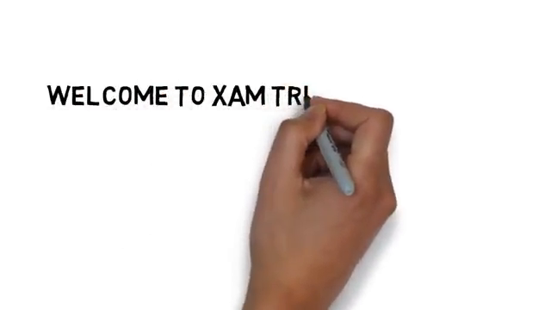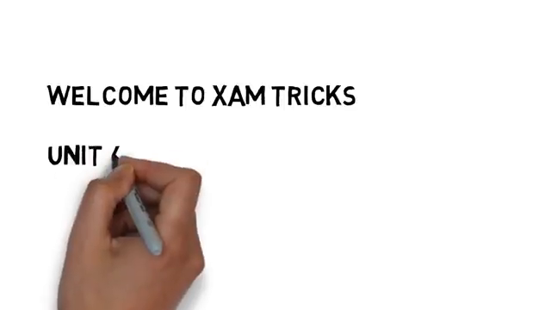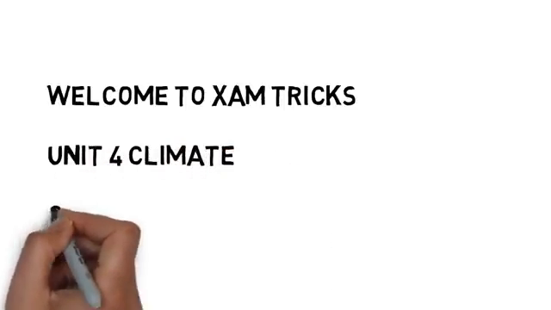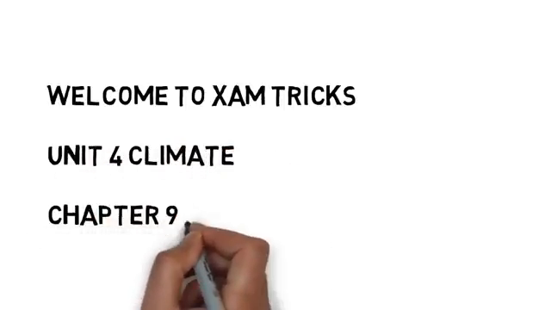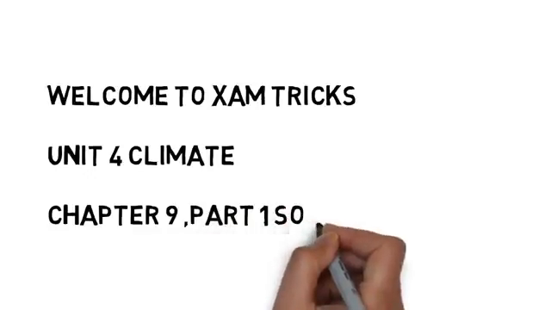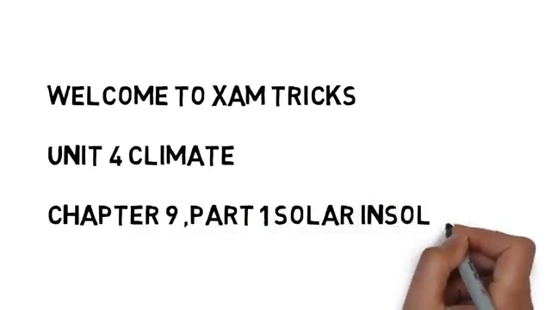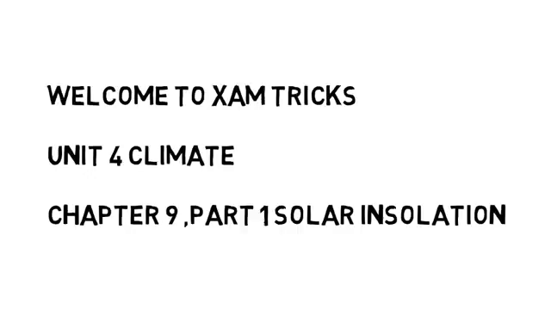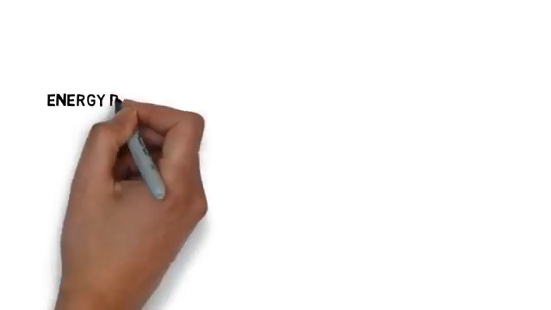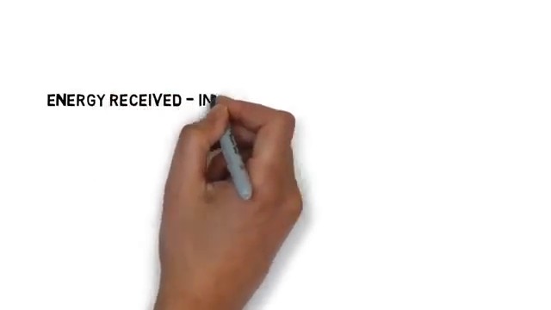This video is part of the series covering Unit 4 Climate and it deals with Chapter 9 Solar Radiation, Heat Balance and Temperature. This chapter will be divided into two videos. First part will cover solar insolation and the factors responsible for the variation in solar insolation received by the Earth and the atmosphere. We know that Earth receives almost all of its energy from the Sun.